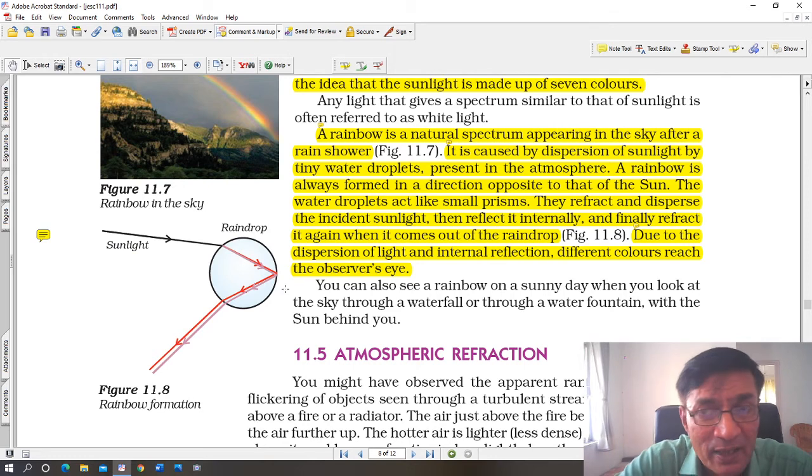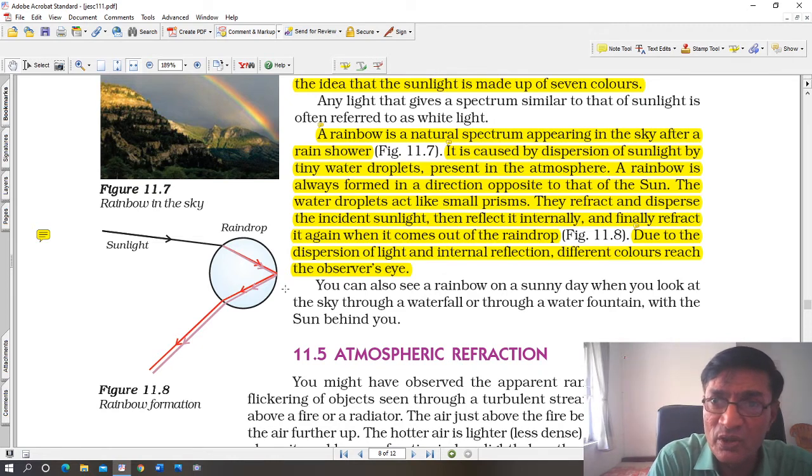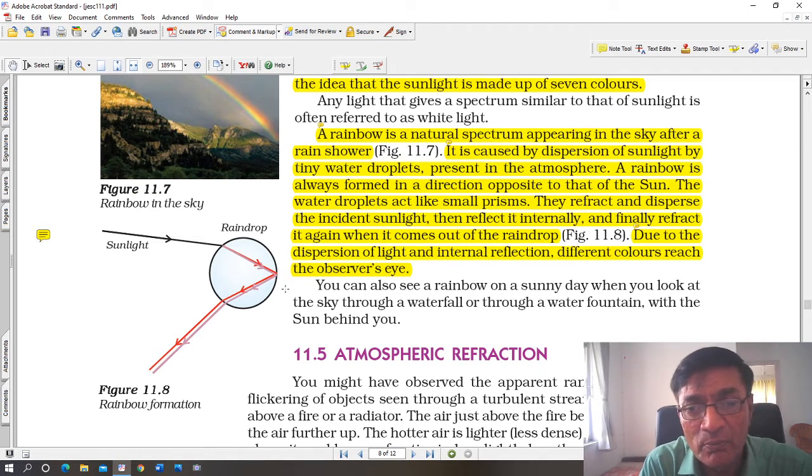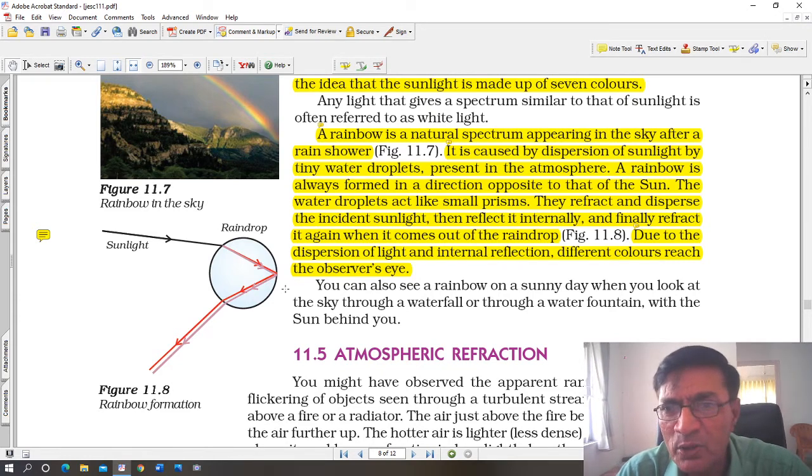Then it undergoes internal reflection. It is refracted inside a couple of times, and then it re-emerges. When it emerges, that rainbow is seen. It splits into its component colors, and you can see a rainbow. A rainbow is a natural spectrum appearing in the sky after a rain shower. It is caused by dispersion or splitting of sunlight by tiny droplets of water present in the atmosphere.